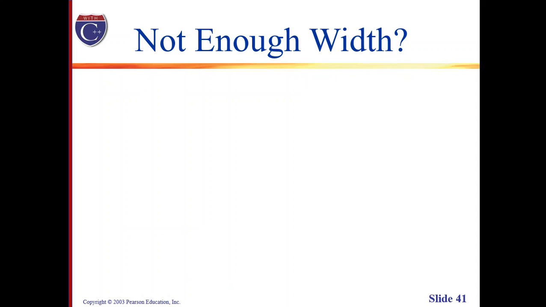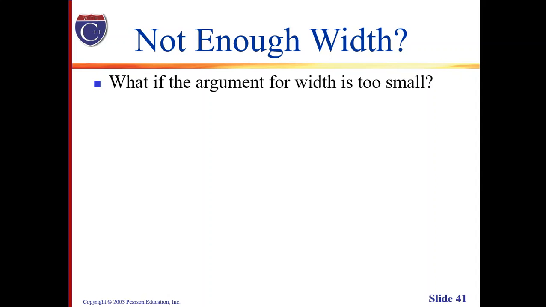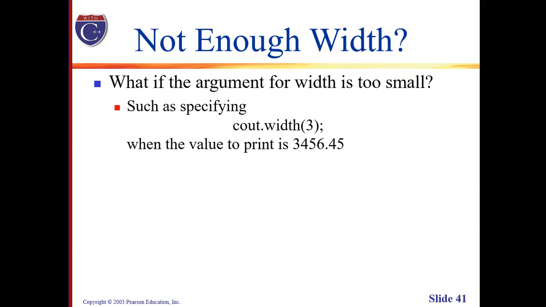But what if the output is much bigger than the width or space that has been provided? That might leave us with not enough width. So what if the argument for width is too small? For example, we specified that the width was only 3. However, as we can see here, the value that we need to print is much bigger than that. So what will happen?